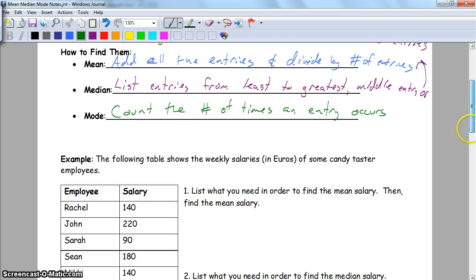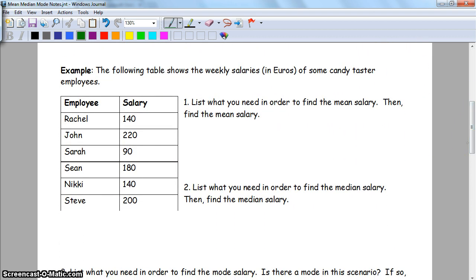Let's talk about number 1. First of all, they gave us this list, weekly salaries. They want us to know what would we need to figure out in order to find the mean salary. Well, in order to find the mean, we're going to make a list. First thing we would need is find the sum of the salaries. Add them all up. We'd also have to know the number of salary entries. Those are the 2 big things.